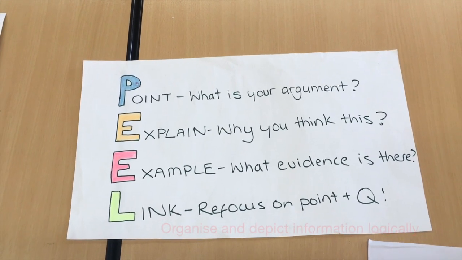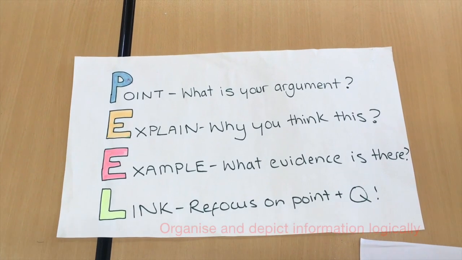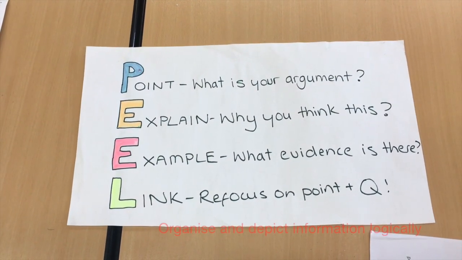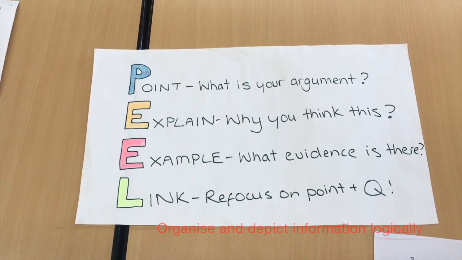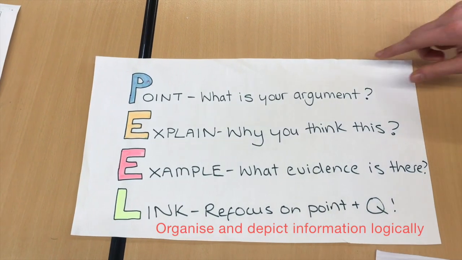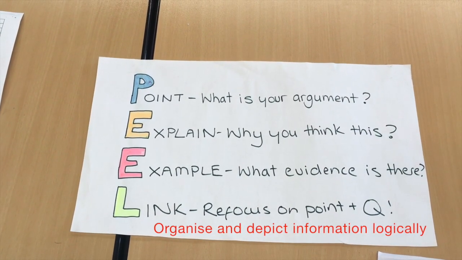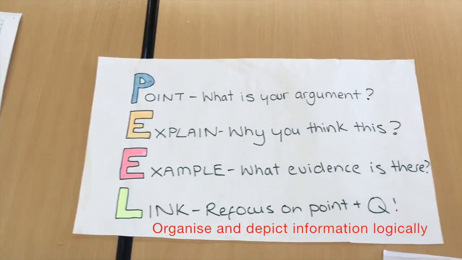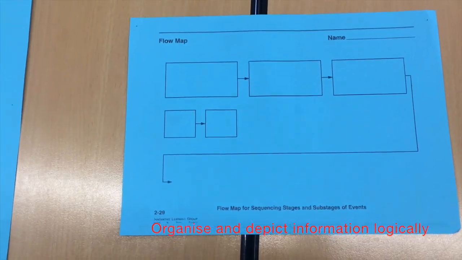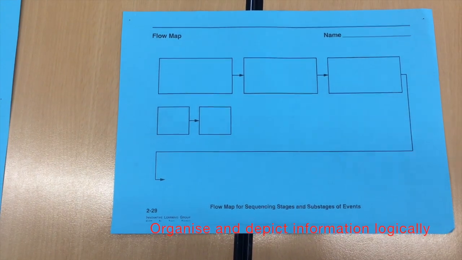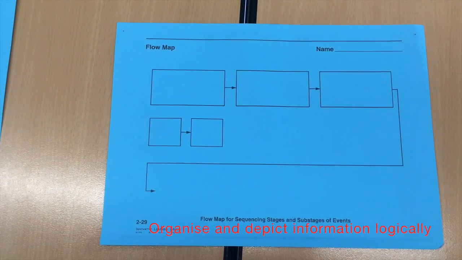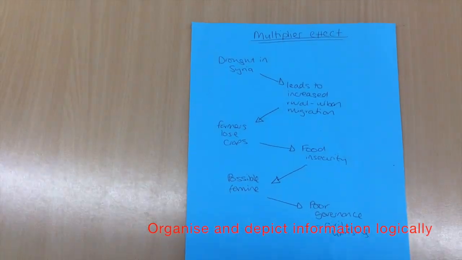In order to focus on our communication skills, we practice 2 ATL skills: structuring our essays and organizing them logically. By doing so, we follow a structure of PEEL: point, explain, example, and link, and then leading to a conclusion. To practice these, we can put it in a flow map, which is sequencing all the events in order. Then we can also practice putting it into a multiplier effect, which is basically a sequence of negative events.